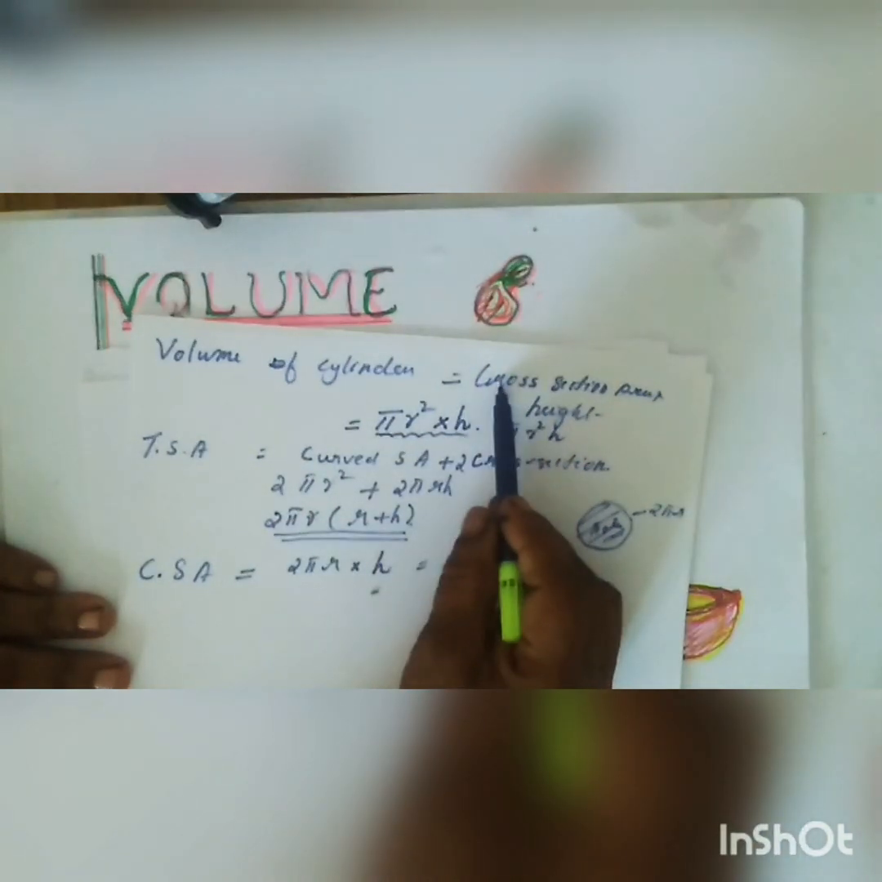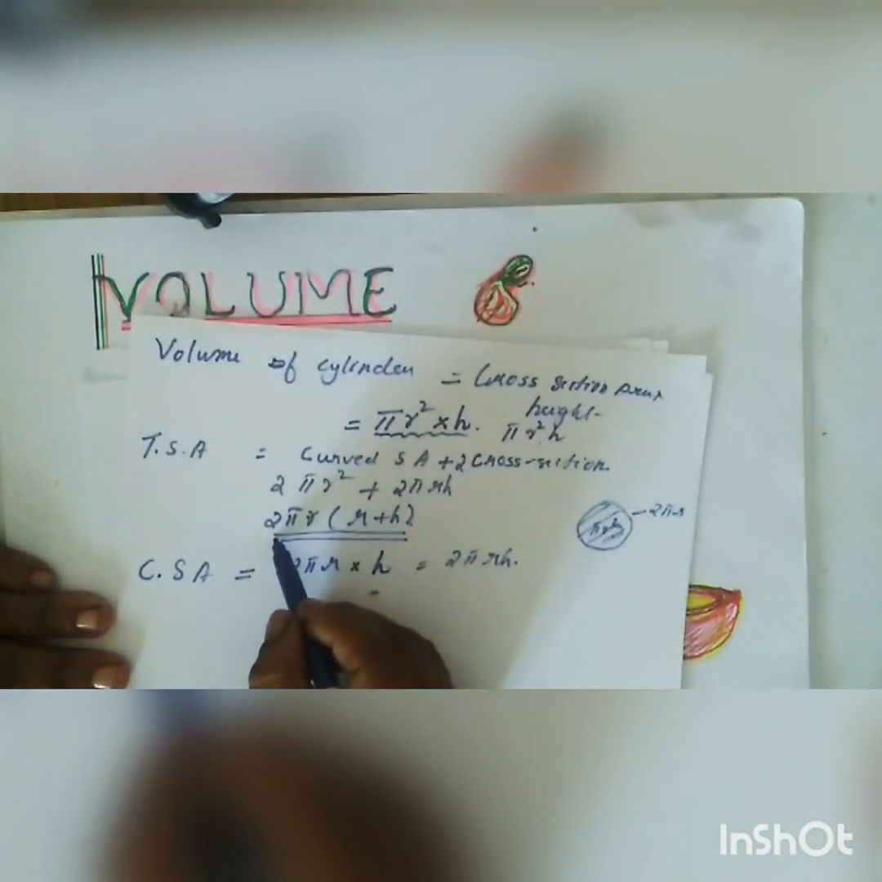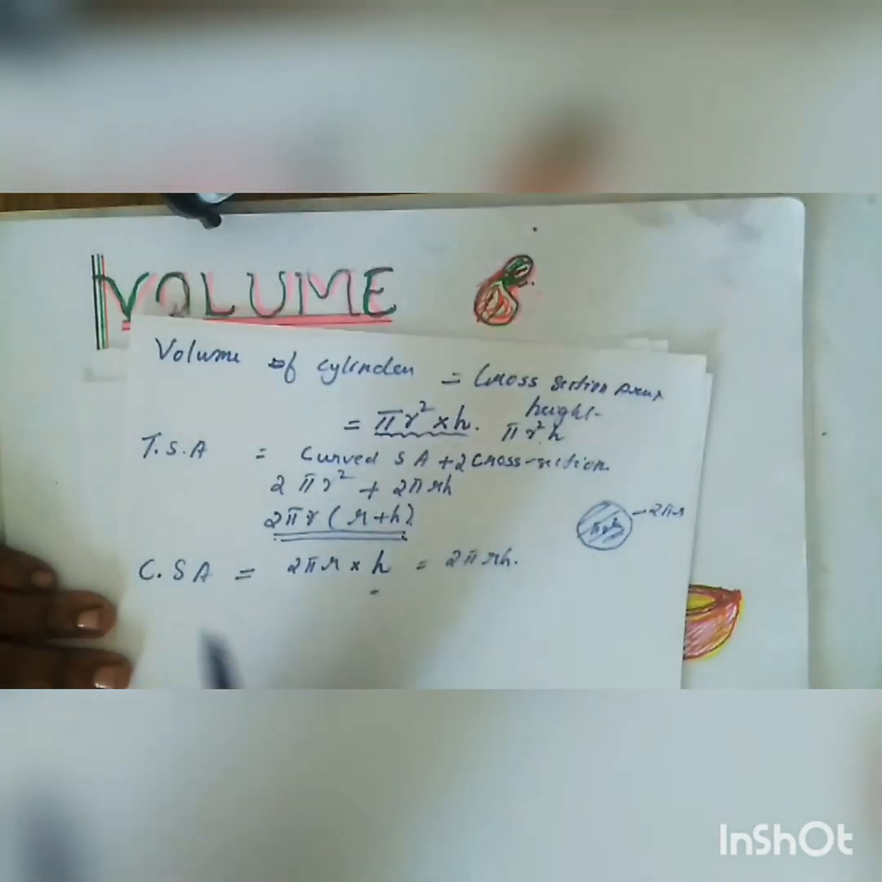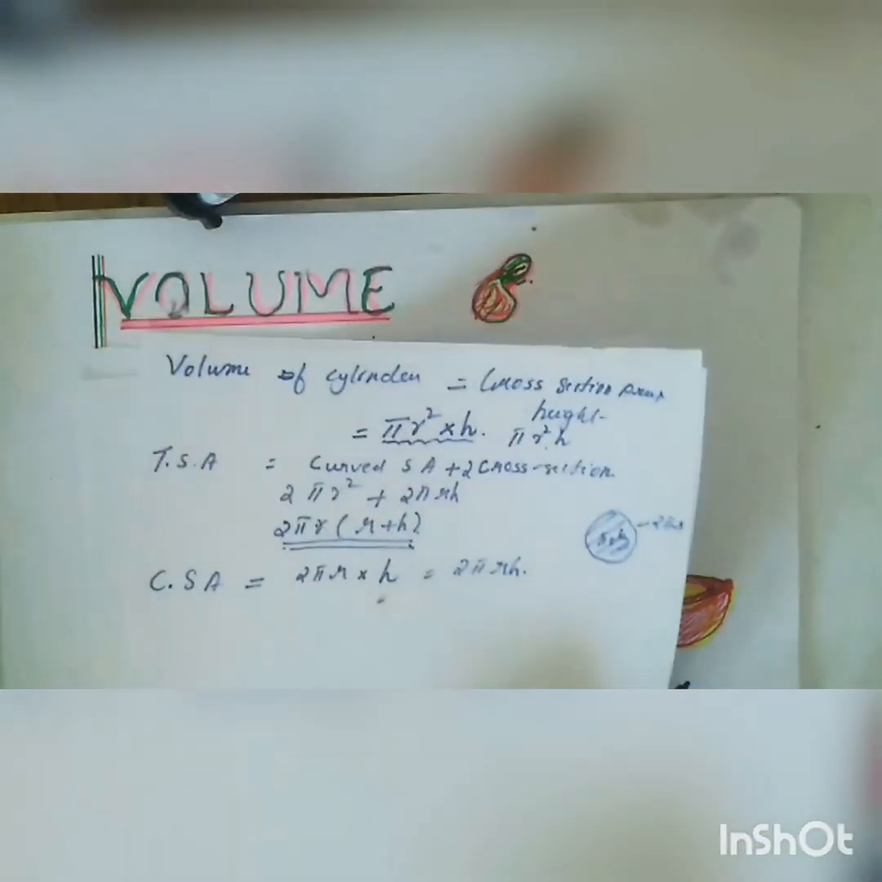Volume of a cylinder is equal to pi r square h. Total surface area is equal to 2 pi r into r plus h, and the curved surface area of a cylinder is always equal to 2 pi r h.